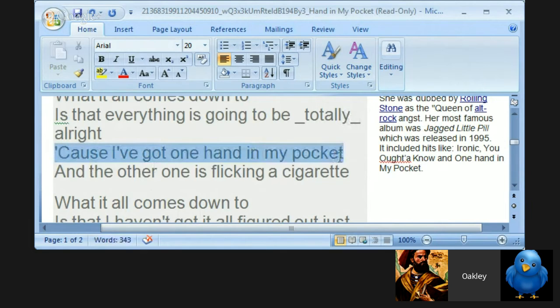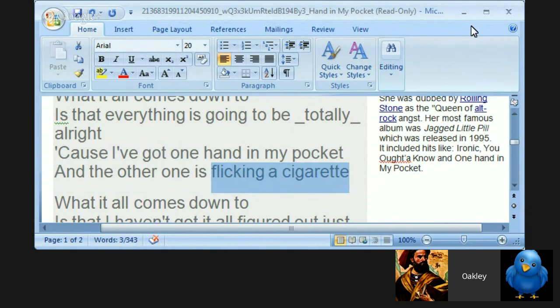Because I've got one hand in my pocket. All right. Nader, welcome back. I was gonna ask you if you have the idea of what is flicking a cigarette. Do you know what that is? Well, let me ask Salvatore. I'll come back to you. Here's a phrase, a verb and the object noun. What does it mean to flick a cigarette? Salvatore, do you know?